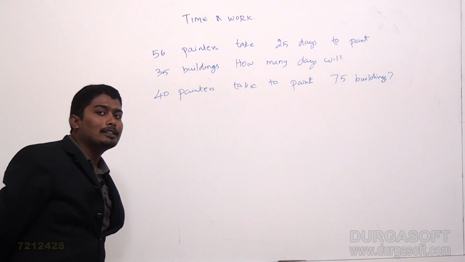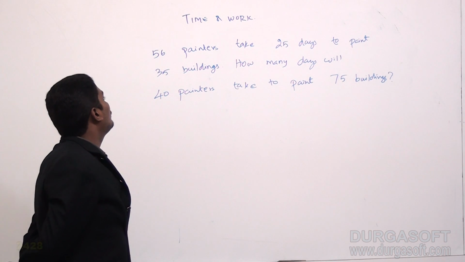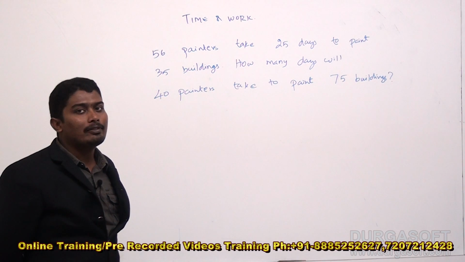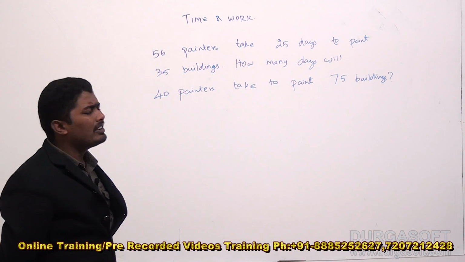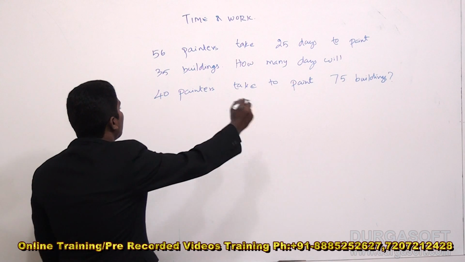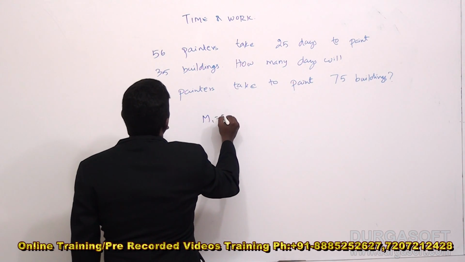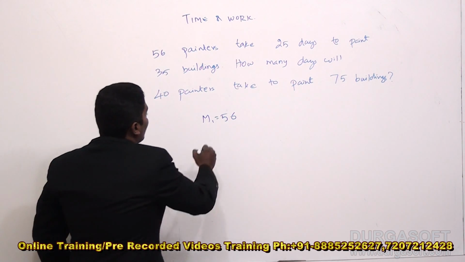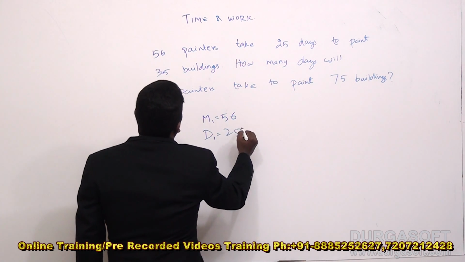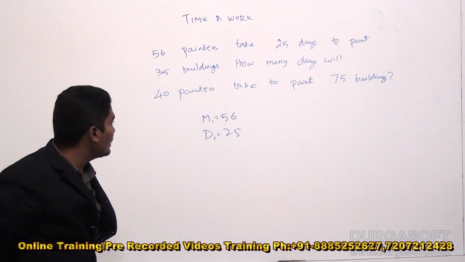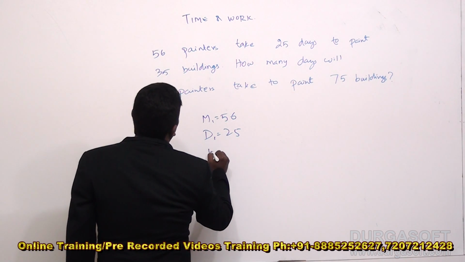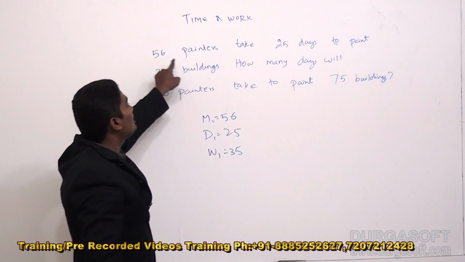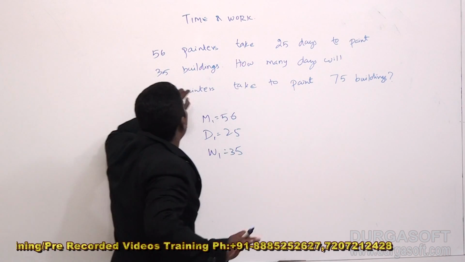So 56 painters take 25 days to paint 35 buildings. How many days will 40 painters take to paint 75 buildings? So this is rather a very direct question. Here I can say that in the first case 56 painters are working. So M1 will be 56, D1 will be 25. So 56 painters work for 25 days to complete 35 buildings, W1.